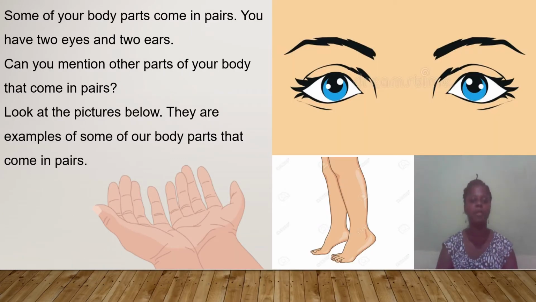Now, some of our body parts come in pairs. You have two eyes, you have two ears. Can you mention other parts of the body that come in pairs? When you look at the pictures, you can see that they are in two. Your legs come in two, your eyes are in two, your hands are also in two.